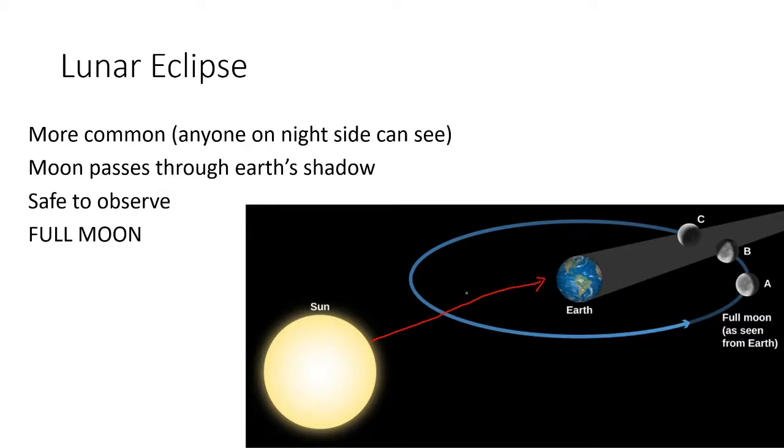These are perfectly safe to observe because you're not looking at the sun. You're looking at just the moon. In the same way, it's not dangerous to look at the moon. In fact, if you have binoculars, look at the moon sometimes, like when you have a full moon or crescent moon, and you can even see some of the craters and the features because you're only looking at the effect of the sun's light reflecting from the moon. And a lunar eclipse only happens during a full moon.